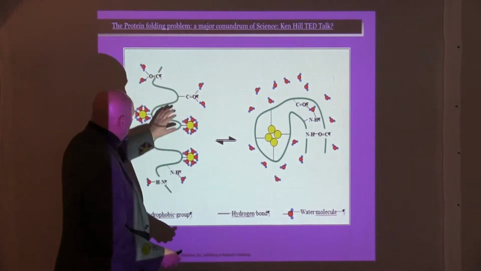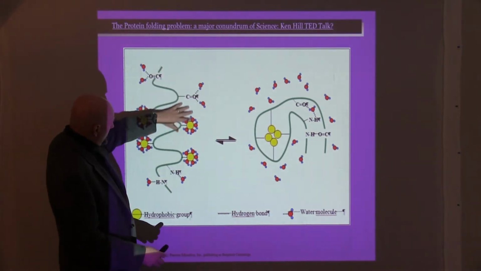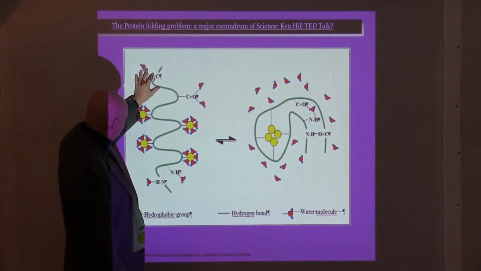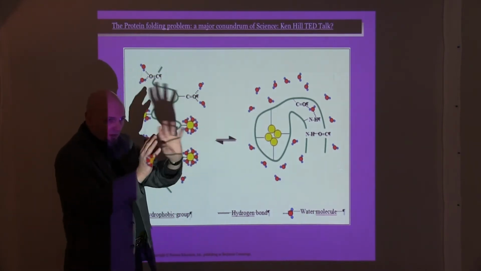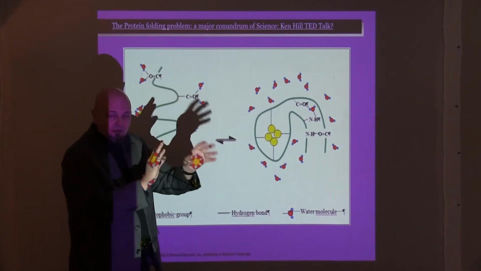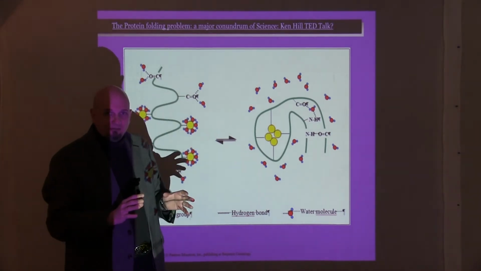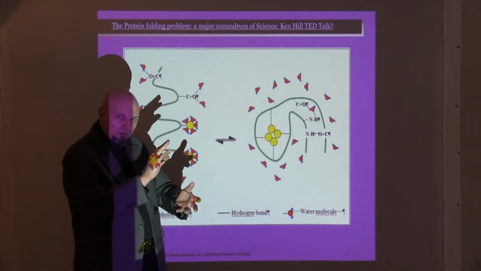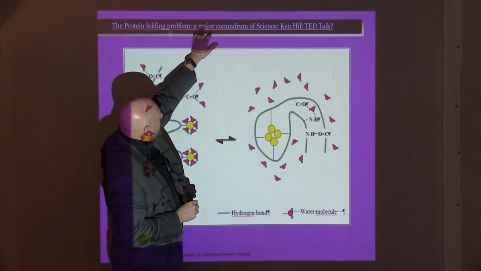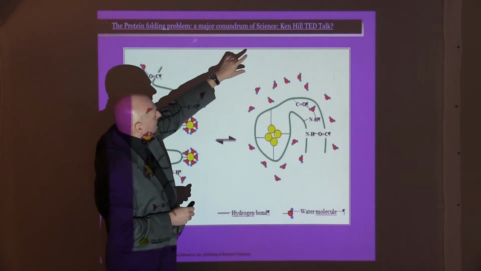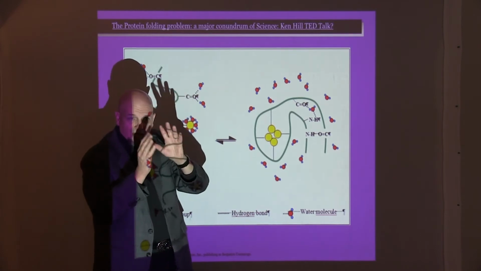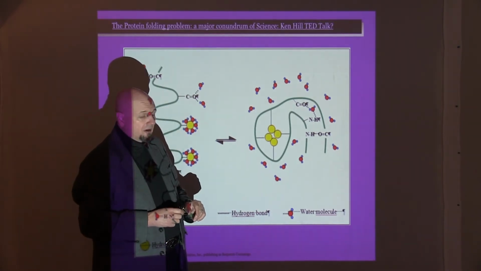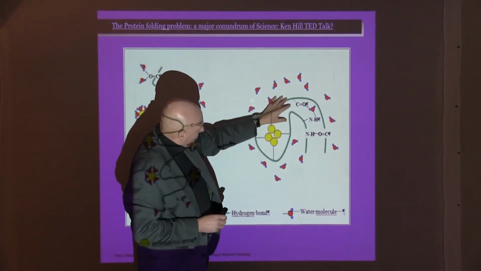As soon as it's being generated, it's interacting with water molecules. That's what these are here. And these water molecules are pretty much interfering with its ability to fold the way it needs to fold. So if you watch this particular video up here with Ken Hill and his TED Talk, he will talk about how this comes about and how you got this problem with the water. But eventually what it does is it folds upright.